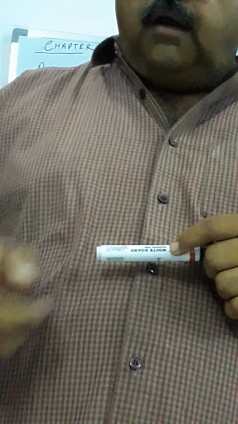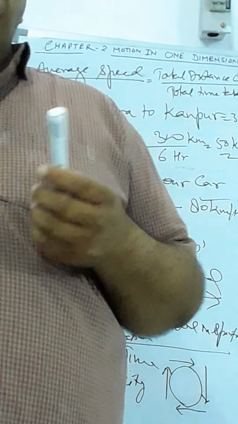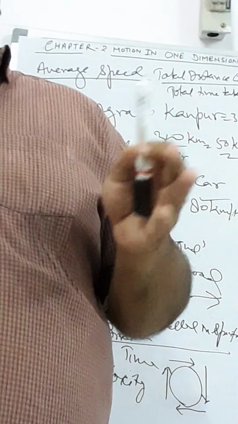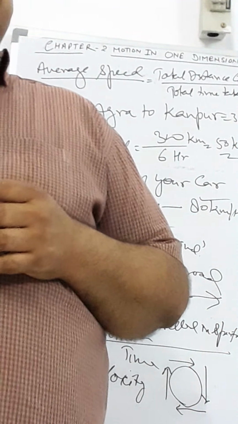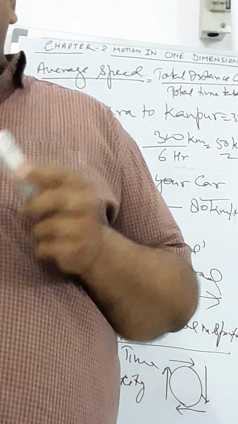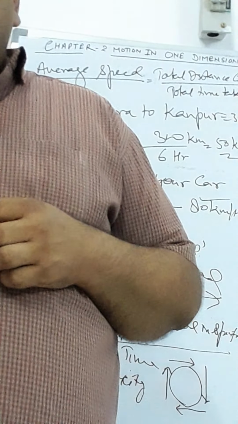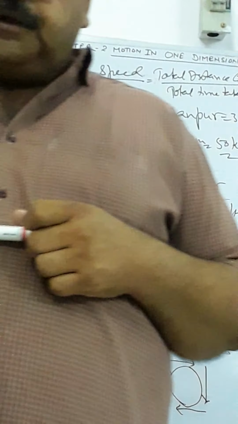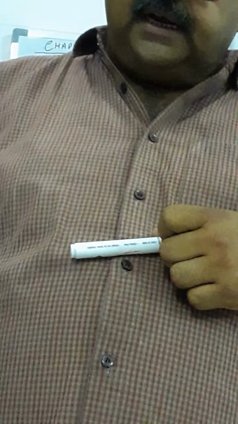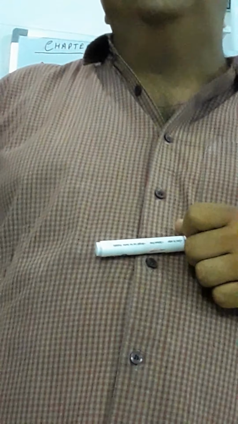Now we can see the distinction between speed and velocity. You very well know scalar and vector. Speed is a scalar, velocity is a vector quantity. And for motion in a straight line, the magnitude of velocity, the speed, is always positive, but the velocity can be positive or negative, depending upon the direction of the motion.